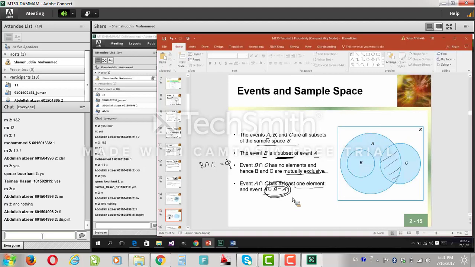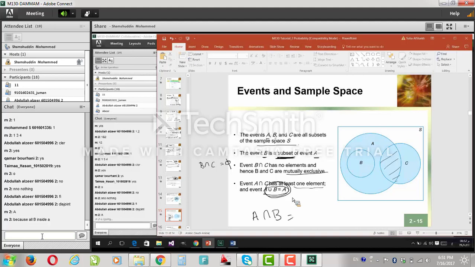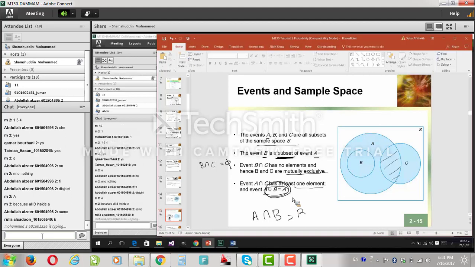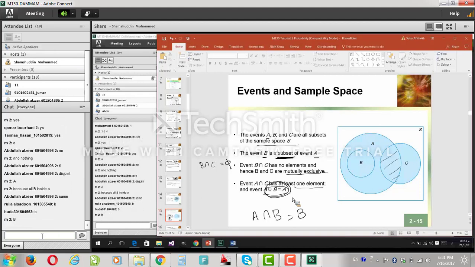A union B. A includes the B. The union is A. What's the intersection between A and B? Yeah, the intersection is not the same. It is B, because all the B is inside the A, so the intersection is B. Correct.